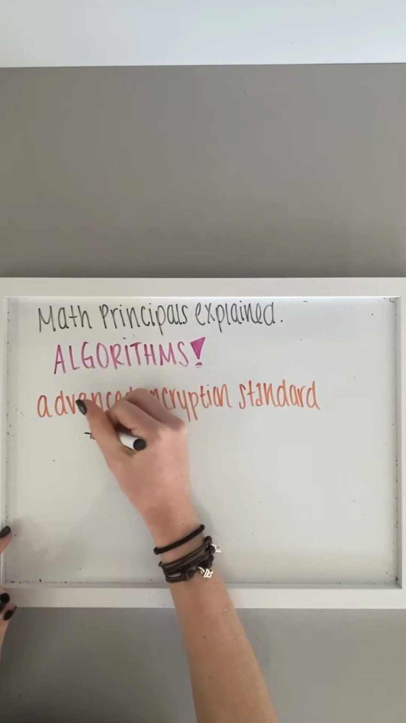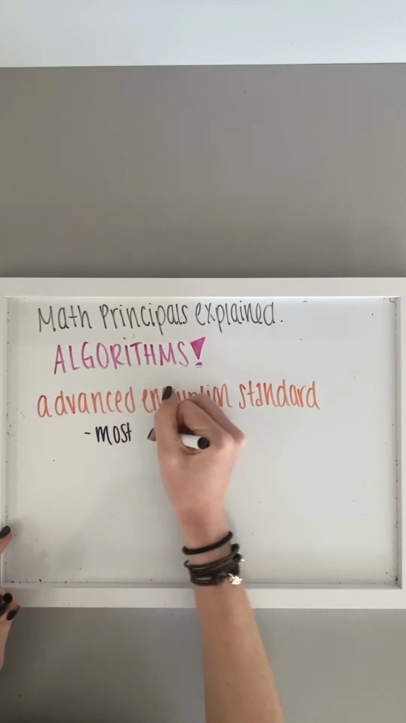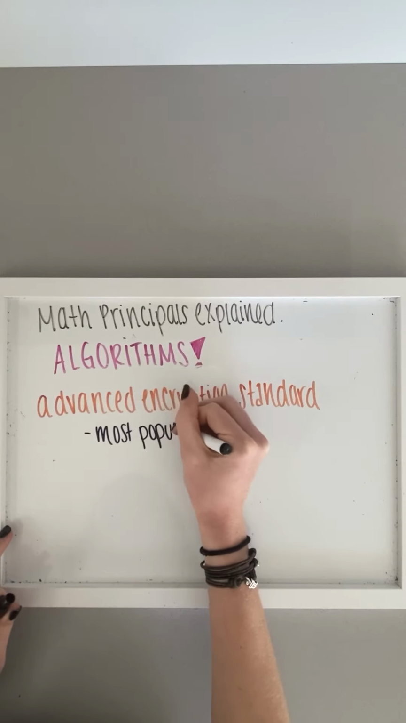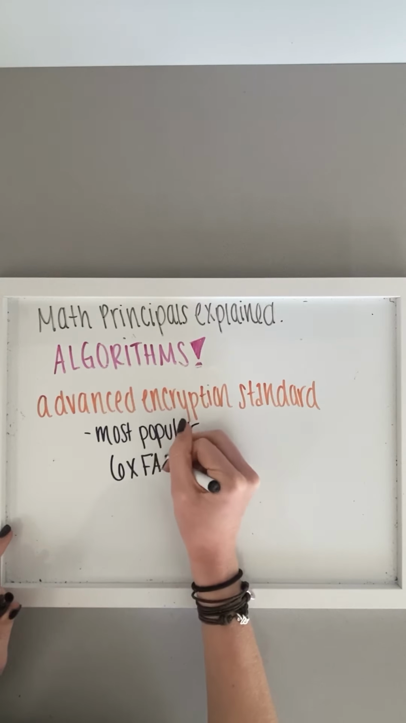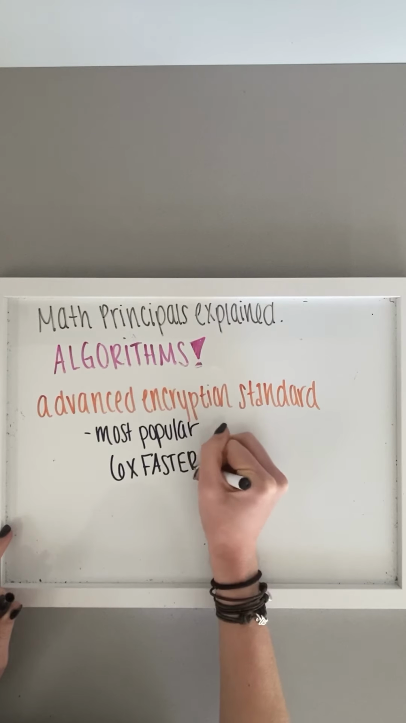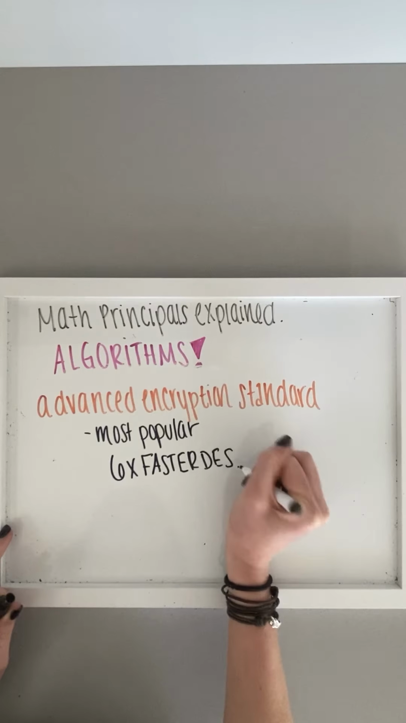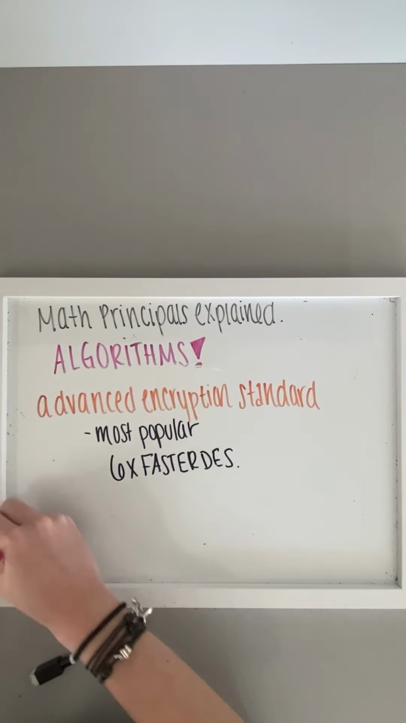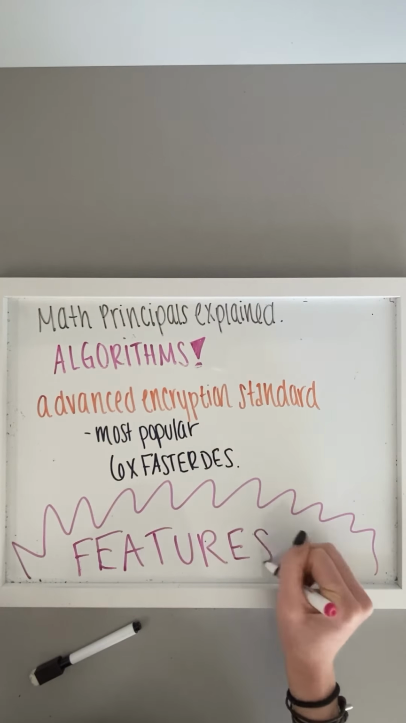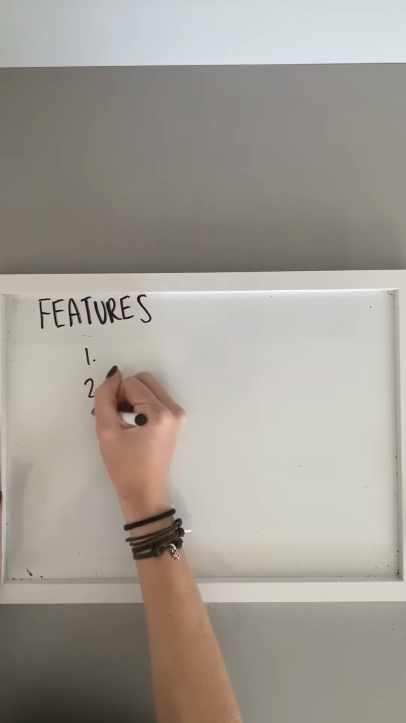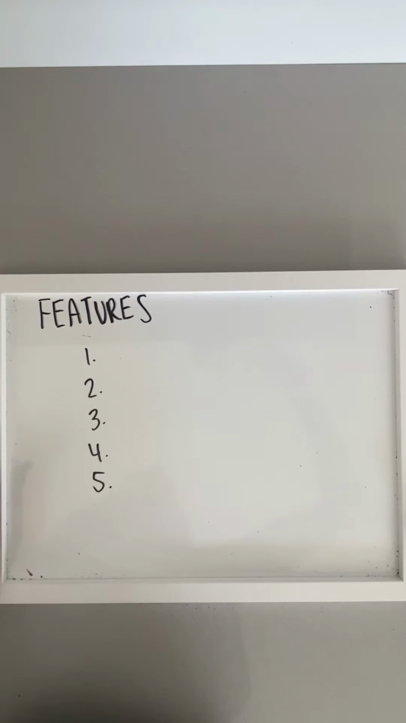Last, we have Advanced Encryption Standard, which is the most popular and widely adopted symmetric encryption algorithm. It is 6 times faster than Data Encryption Standard and uses less power. It has many features that make it unique amongst any other algorithm. There are 5 features that make it different.